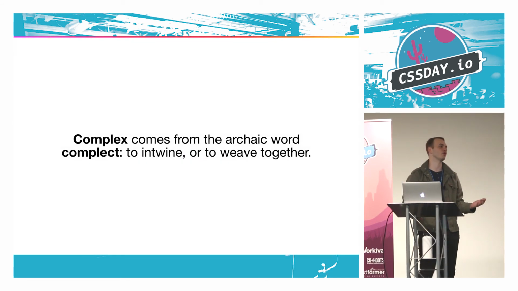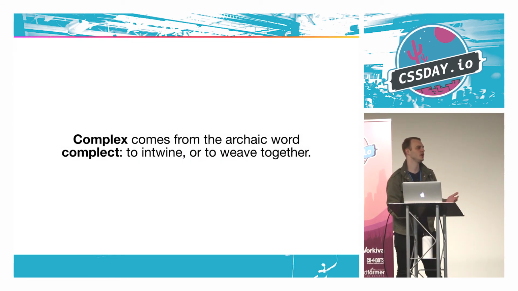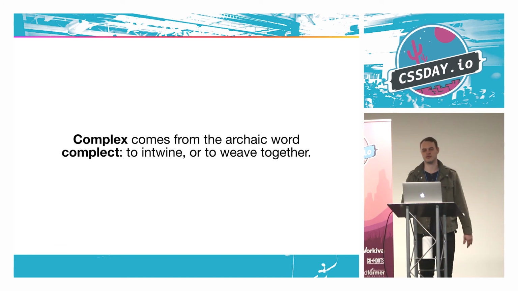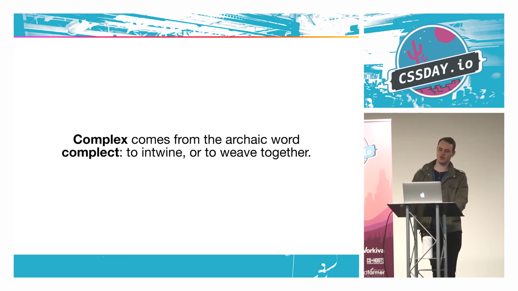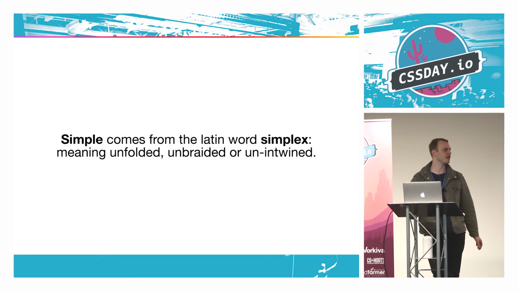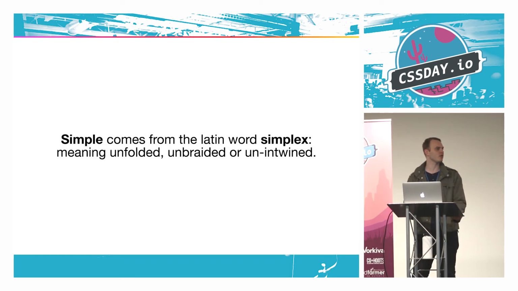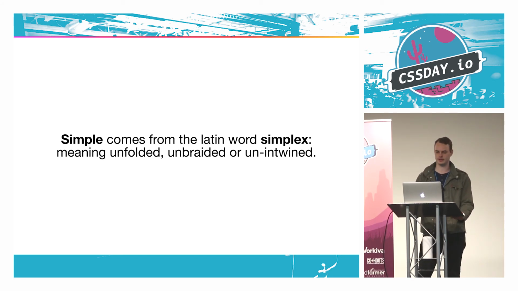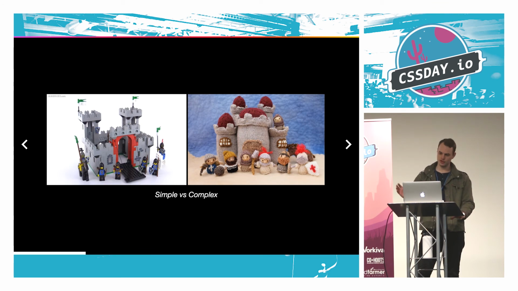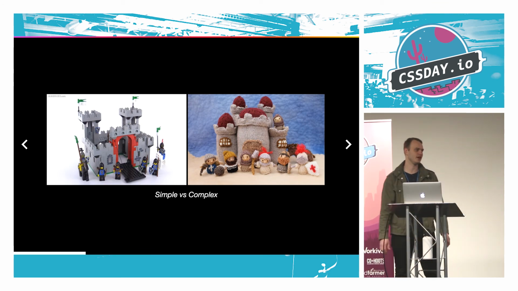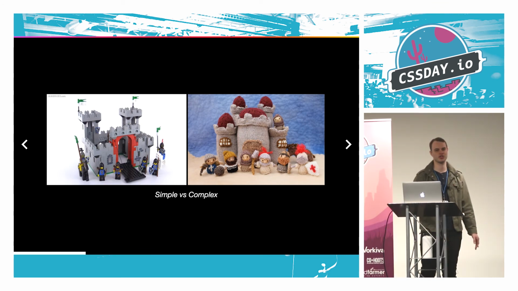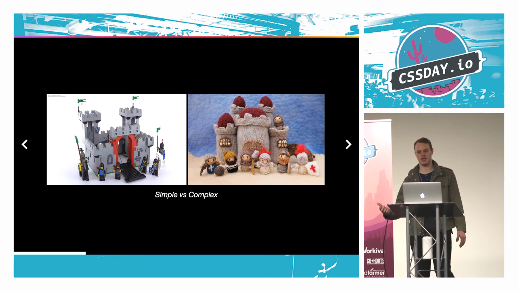He likes to start with word origins, and I think this is really interesting. The word complex comes from the archaic word complect, which means to entwine or weave together. And simple, in contrast, comes from the Latin word simplex, meaning unfolded, unbraided, or unentwined. If you do a Google search on word origins, you'll see that. So this is a good example to illustrate the difference between simple and complex.